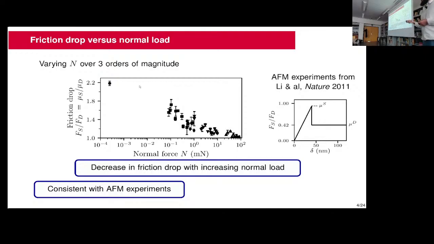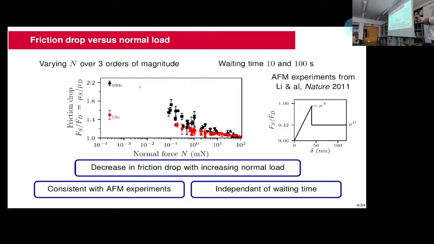We can repeat the experiment with a different waiting time. So instead of waiting 100 seconds before initiating the sliding, we only wait for 10 seconds. So that's the red data point here. And again, we have a decrease of the friction coefficient with increasing normal force.